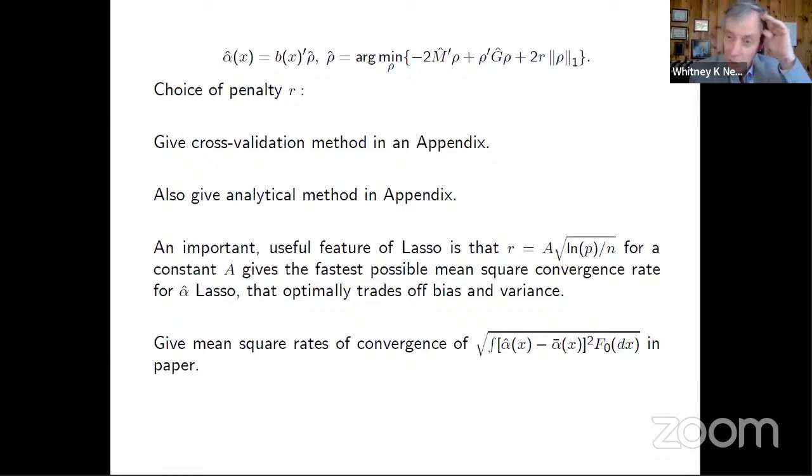You can pick R, at least you know what the right rate is for R. As a practical matter, you actually need some data-based method to do this, and this gives it to you. A nice feature of lasso is that you get the optimal. You actually trade off bias and variance optimally with a known rate here, unlike series estimates, which don't have that. And the paper gives mean square convergence rates for this alpha hat minus alpha bar, the square root of the population mean squared error of alpha hat minus alpha bar. We give those rates in the paper.